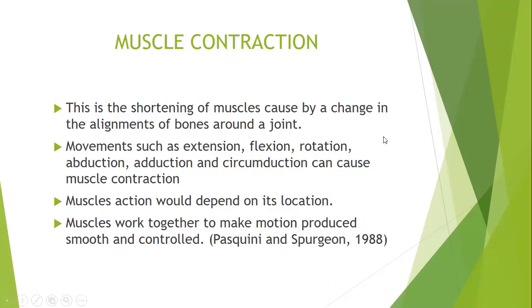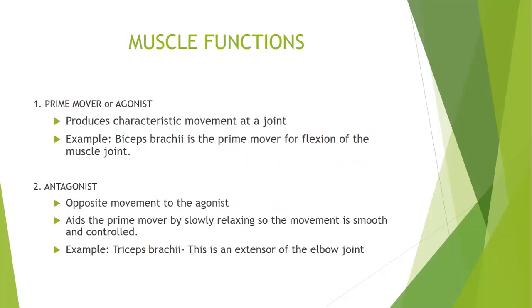Muscle contraction. This is the shortening of muscles caused by change in the alignments of bones around a joint. So movements such as extension, flexion, rotation, abduction, adduction, and circumduction can cause muscle contraction. A muscle's action would depend on its location, and muscles work together to make motion smooth and controlled. This is according to Pasquini and Spurgeon, 1988.